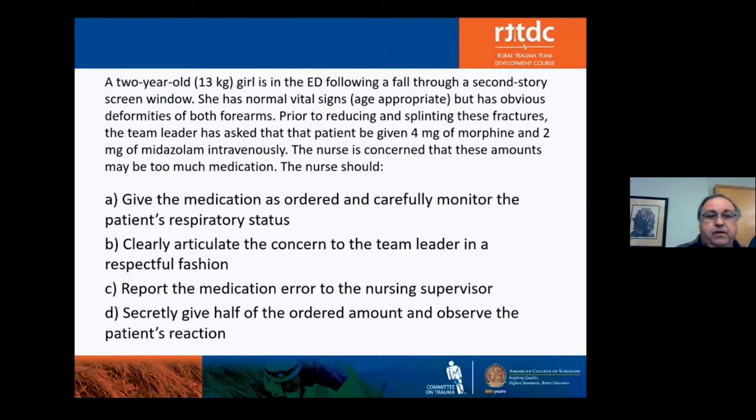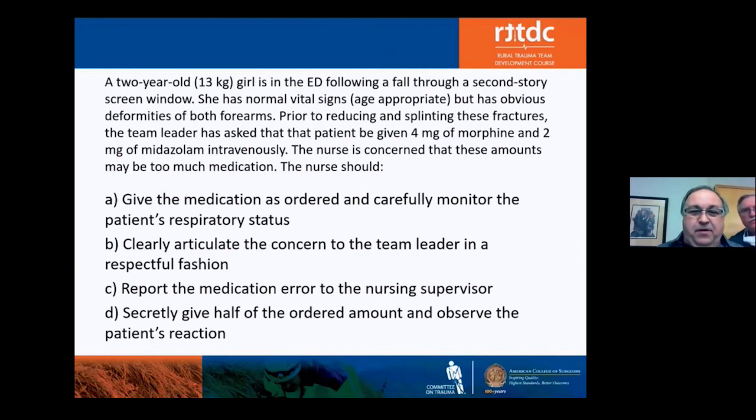Okay, last question. A 2-year-old, 13-kilogram girl is in the ED following a fall from a second-story window. She has normal vital signs appropriate for the age, but has obvious deformities of both forearms. Prior to reducing and splinting these fractures, a team leader has asked that the patient be given 4 milligrams of morphine and 2 milligrams of midazolam intravenously. The nurse is concerned that these amounts may be too much medication. The nurse should: A, give the medication as ordered and carefully monitor the patient's response; B, clearly articulate the concern to the team leader in a respectful fashion; C, report the medication error to the nursing supervisor; D, secretly give half of the ordered amount and observe the patient's response.